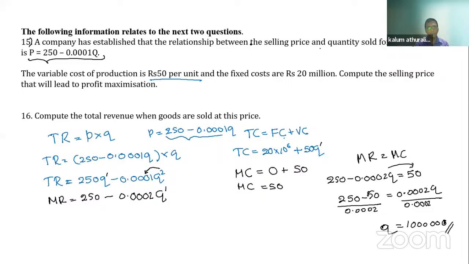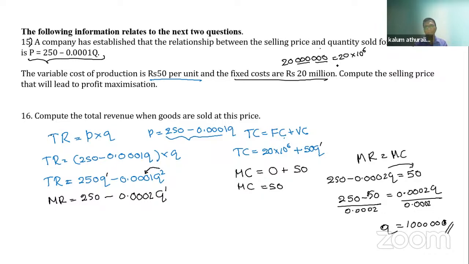How to get the TC function? TC equals total cost, equals fixed cost plus variable cost. Fixed cost is given. Fixed cost is 20 million, which is 20 times 10 to the power 6. Both are the same.